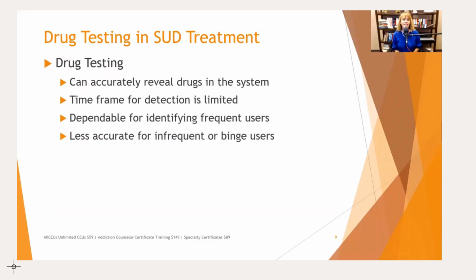Drug testing can accurately reveal drugs in the system. So if a client says, oh, I never used that, and the drug test says they did, mass spectrometry has a very, very small margin of error. Yes, you can retest it, but I've never had a mass spec report turn up wrong or incorrect in 20 years. Time frame for detection is limited, though.